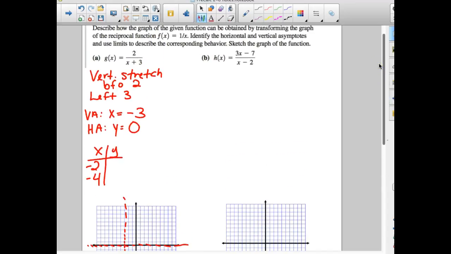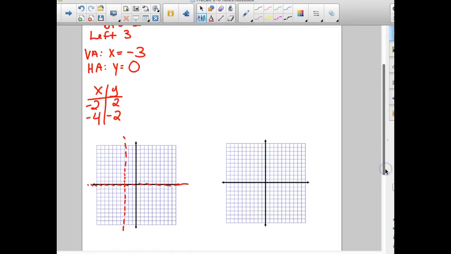If we put -2 in for x, -2 plus 3 is 1. 2 divided by 1 is 2. If we put -4 in there, add 3, we get -1. 2 divided by -1 is -2. Let's see if that lands where we think it should.